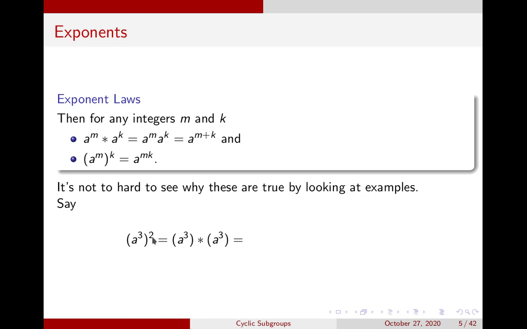Well, raising something to the second power in a group means you combine that thing with itself using the group operation. A to the third to the second means, by definition, a to the third star a to the third. And a to the third is shorthand for a star a star a. So now we simply count up the number of a's that we're combining using the operation star. We have 2 blocks of 3, and 2 blocks of 3 is what you get when you multiply 2 by 3: a to the sixth.